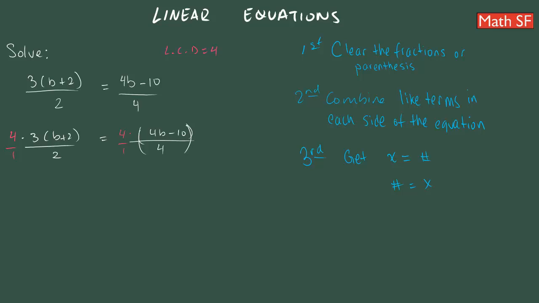So let's simplify. 2 goes into 4 how many times? 2. And then we're going to be left with 2 times 3 times (b plus 2). You can do this in one step, I'm sure. So it will be 2 times 3 is 6, 6b plus 12 equals, well, 4 and 4 go away, and you're going to be left with 4b minus 10.